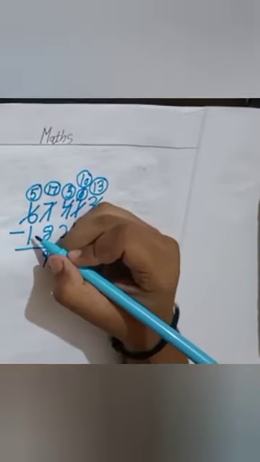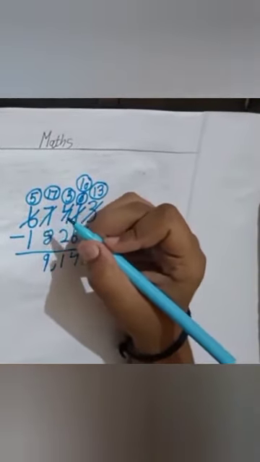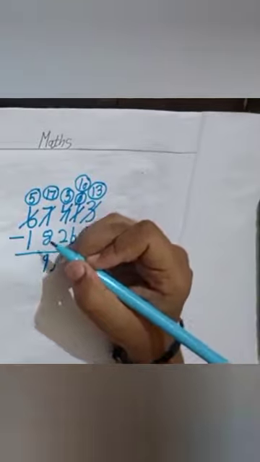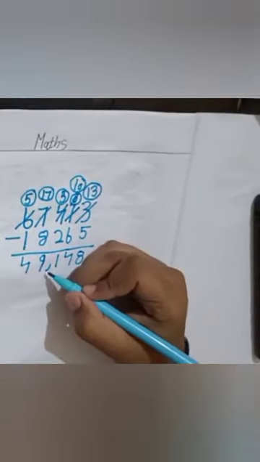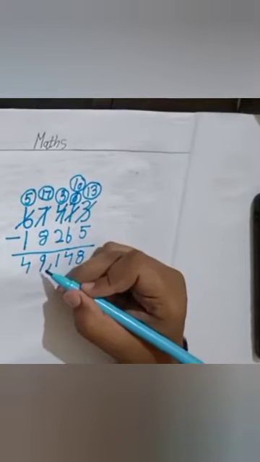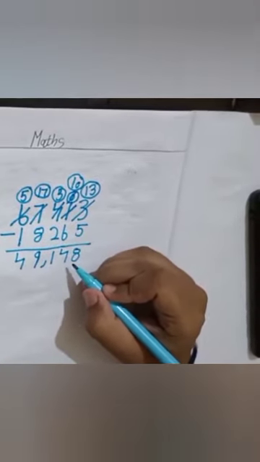And now we have to subtract 1 from 5. Once we do that, the answer will be 4. So we put the answer as 4 here. Now finally the answer is 49,148.